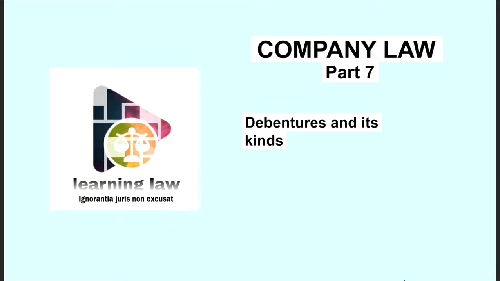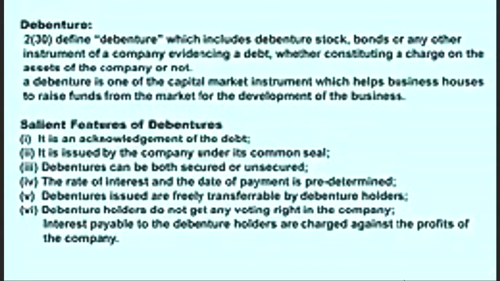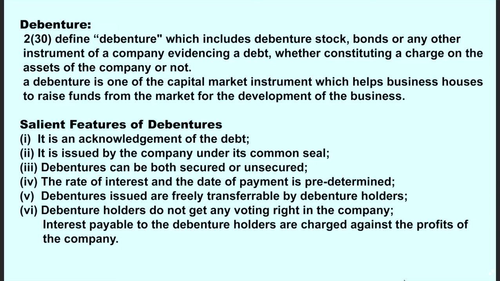We are going to discuss debenture and its kinds. Debenture. Section 2 Clause 30 of the Companies Act 2013 defines debenture, which includes debenture, stock, bonds or any other instrument of a company evidencing a debt, whether constituting a charge on the assets of the company or not. A debenture is one of the capital market instruments which helps business houses to raise funds from the market for the development of business. What are the salient features of debentures?